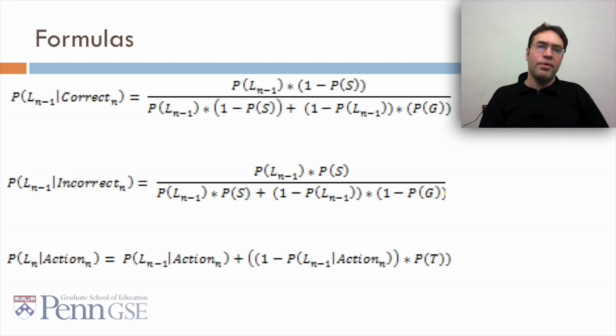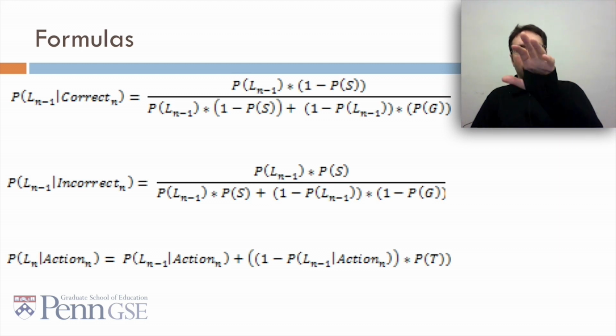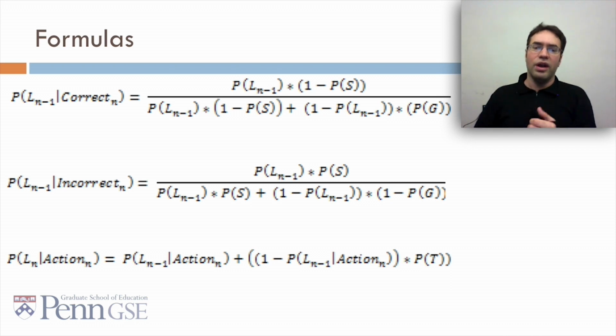Finally, once we know the probability that they knew it beforehand, given their correctness now, we can look at whether they learned it. So the probability that they know it at time n, given action n, so after the action, is the probability they knew it before the action, plus the probability they didn't know it before the action, times the probability that they learned it. So in other words, let's say there's a 30% chance you know it after the previous action, and there's a 10% chance you learn it. P of T is 10%. In that case, the probability you know it afterwards will be 0.3 plus 0.7, the probability you didn't know it, times 0.1, for 0.37.